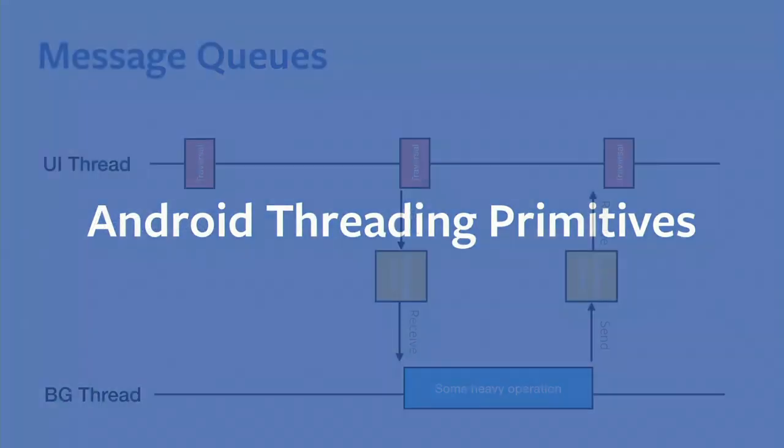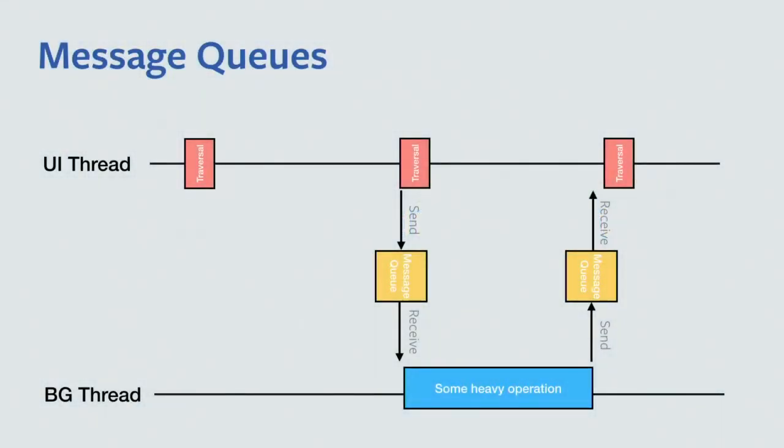So the Android threading primitives are all based around this idea of a message queue. And a message queue is pretty simple. If you have a thread talking to another thread, it doesn't know what state that other thread is in. So when it tries to send a message, it needs to potentially be put into a queue to be processed whenever that thread has availability to process it. And this is the main primitive that Android uses for communicating between threads.